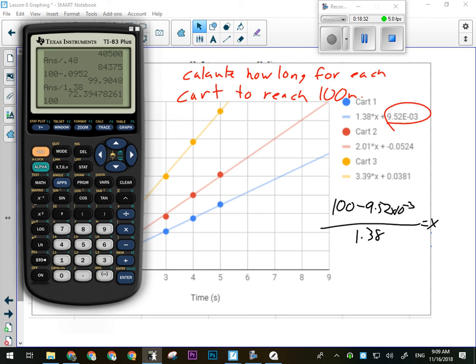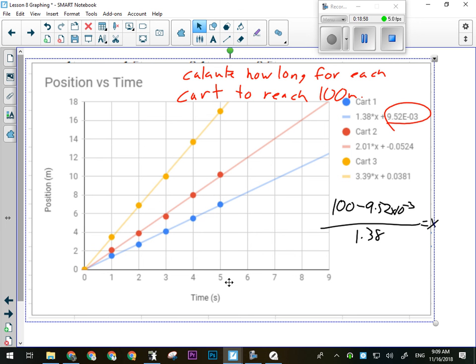If I go 100 minus 0.00952 divided by 1.38, what's my calculator going to do? It's going to do order of operations, and it's going to divide first. I could put it in brackets, but in the end, it's the same thing. I either press enter or I put it in brackets. I don't get the same number, that's for sure. So the answer there is that it'll take 72 seconds for cart number 1.